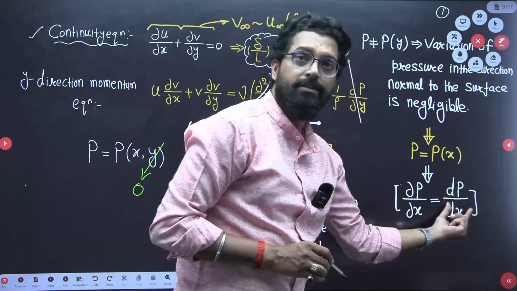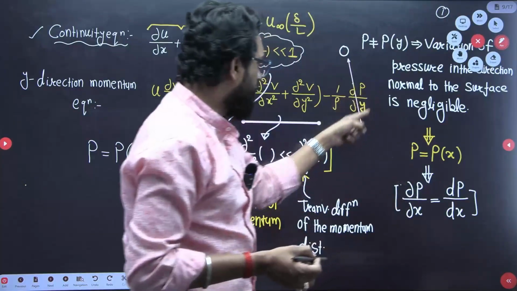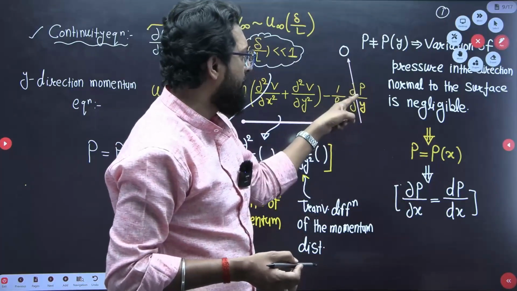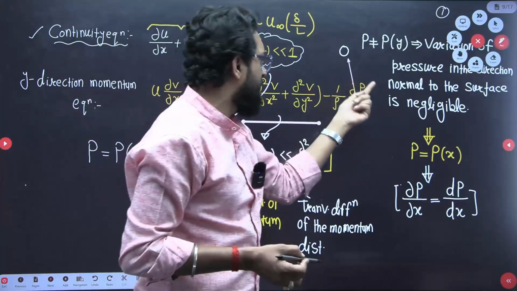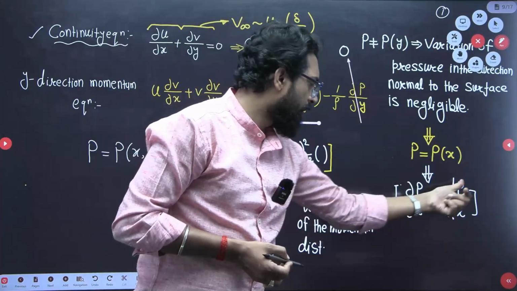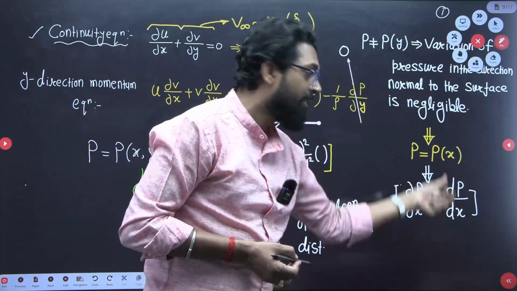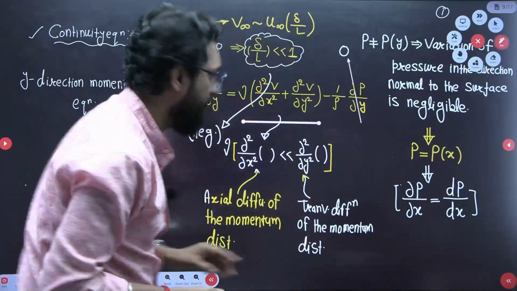We'll use this term in the x momentum equation. Why? Because if we apply the momentum equation in the x direction, we get dou p over dou x. So dou p over dou x, we can directly replace with dp over dx. Why? Because from this conclusion, we can say that pressure is a function of x only. So we can write like that.